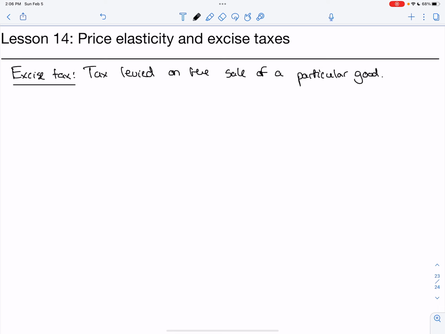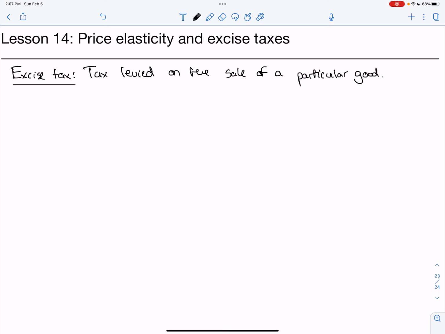Okay, this is not a formal definition. This is an informal definition. But the idea is that every time a supplier sells a unit of some good, they have to pay some tax to the government. Okay, now let's analyze what changes this tax brings to the model that we've already built, the model of demand and supply.